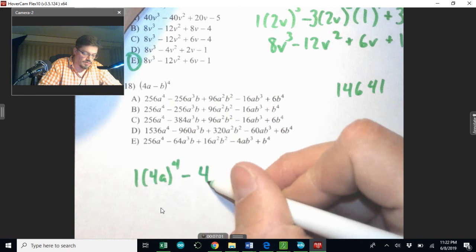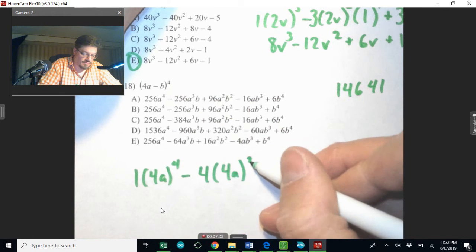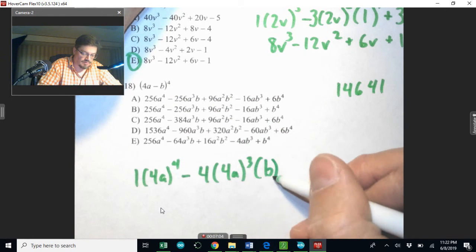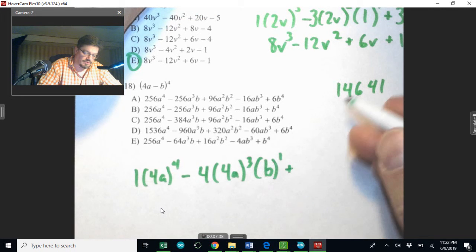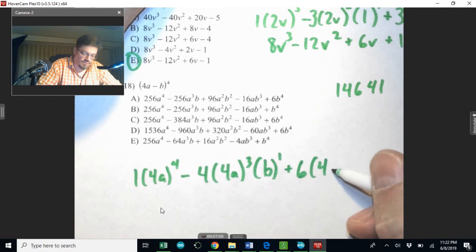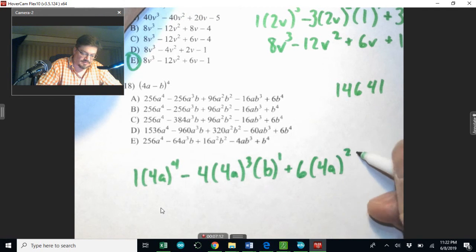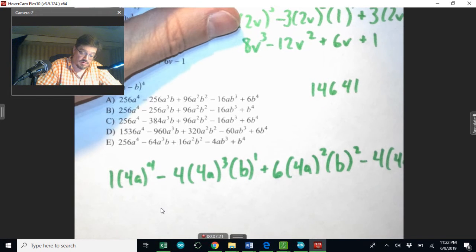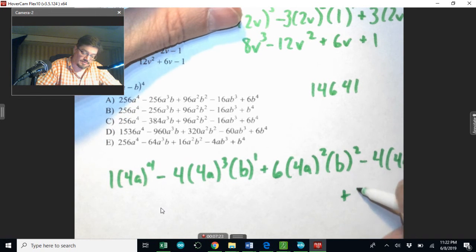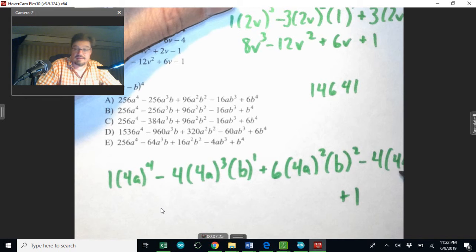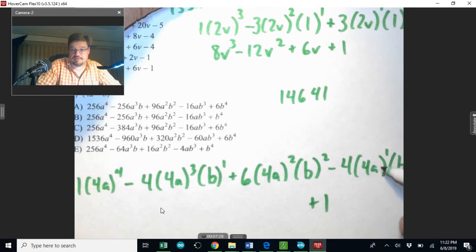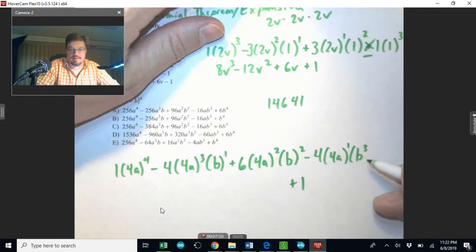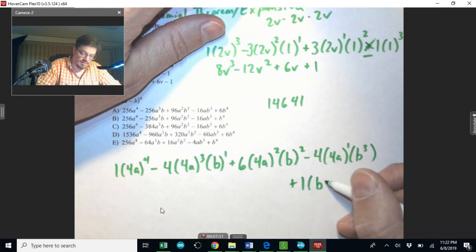And then I get 4, 4a to the third. But then b makes an appearance. He'll be raised to the first. I will alternate. 6. 4a gets raised to the second, but then b gets raised to the second. Okay, alternate. 4a to the first, then b to the third, and then finally plus 1. 4a is gone. Okay, he dropped the degree to 0. Okay, and then b gets raised to the fourth.